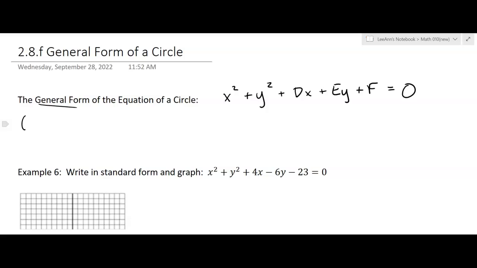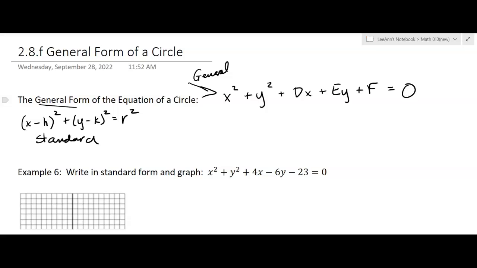The standard form was (x minus h) squared plus (y minus k) squared equals r squared. That's the standard form. But if you were to multiply those binomials out and get everything on one side, you would get the general form. So this is the general form.